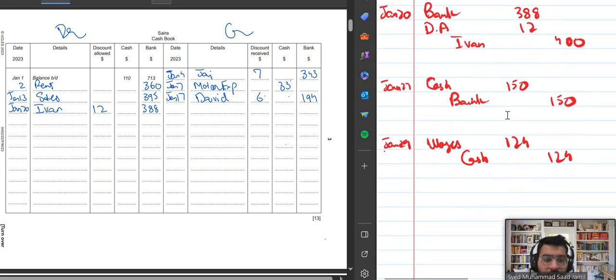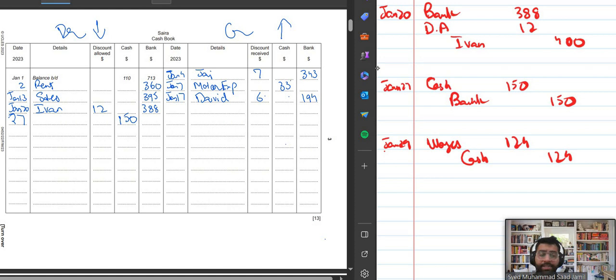Then we have Jan 27. Yeah, this entry is very important. Now I'll tell you why. Look, so the debit side of the cash book, think of it like this, money coming into the business. Credit side, think of it like this, money going out of the business, okay? So now cash is coming into the business. So I will write Jan 27th. Cash is coming into the business. So in the cash column, I'll write 150.